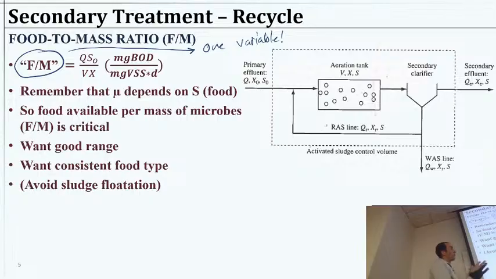So it's fairly straightforward. This is one of the equations I'm giving you. Q is the flow rate coming in times S naught, the amount of food coming in, divided by V, the volume of our aeration tank, and X, the concentration of bacteria in our tank.